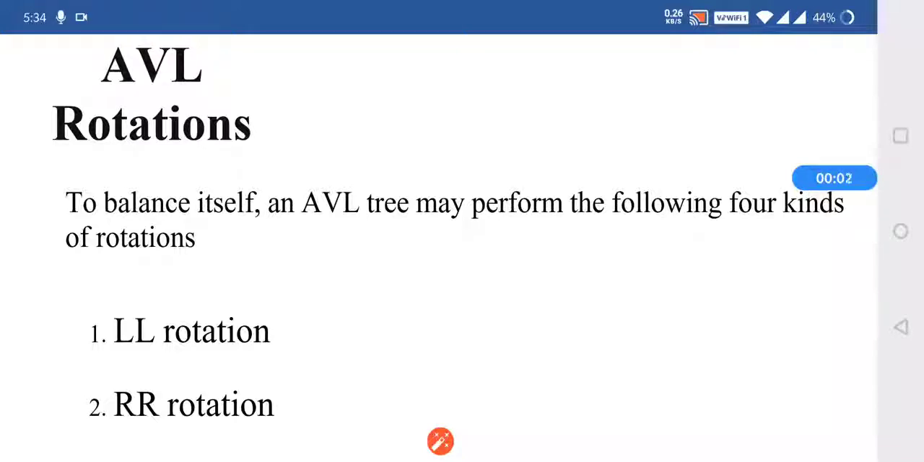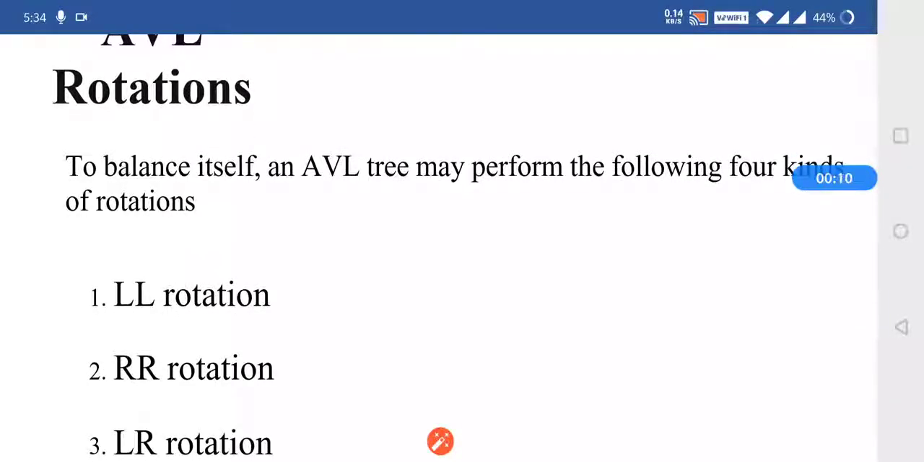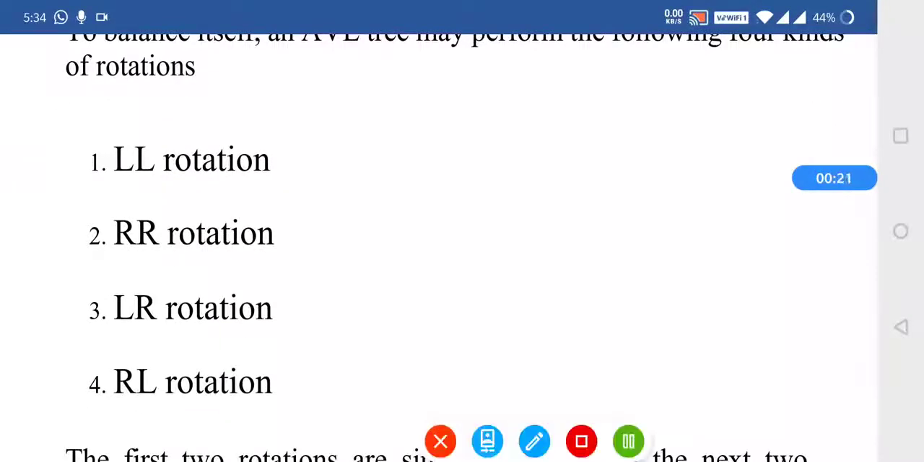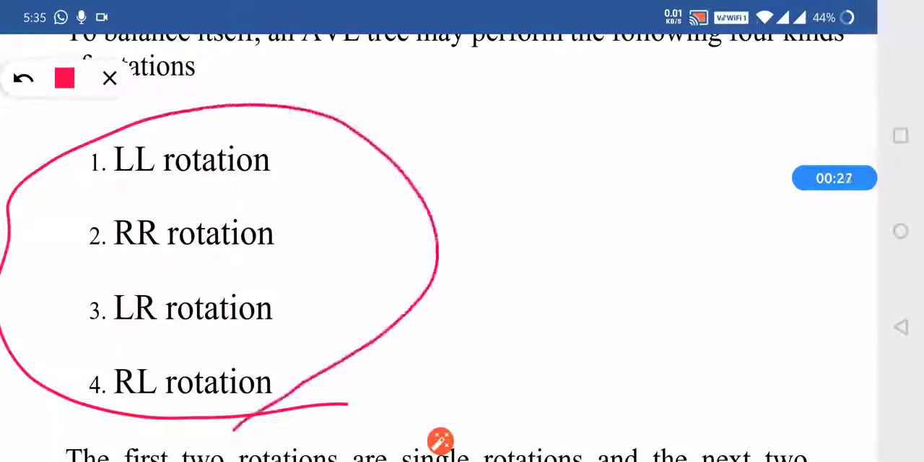So dear students, in the last lecture we have seen the AVL tree and its basic notations. In this section we will see the AVL rotations. Now, the AVL tree is a height balanced tree, and for balancing the tree, the AVL tree performs 4 types of rotations. Whenever the balance factor is not proper and the balancing is not done, we can do these 4 rotations and the balancing can be done.